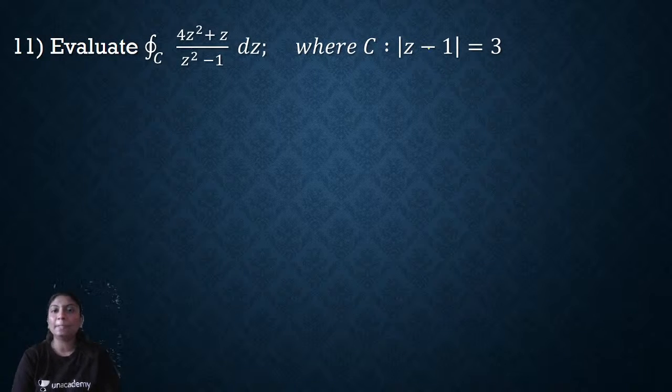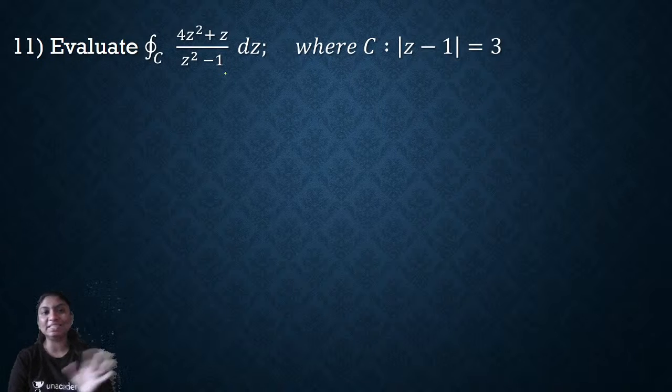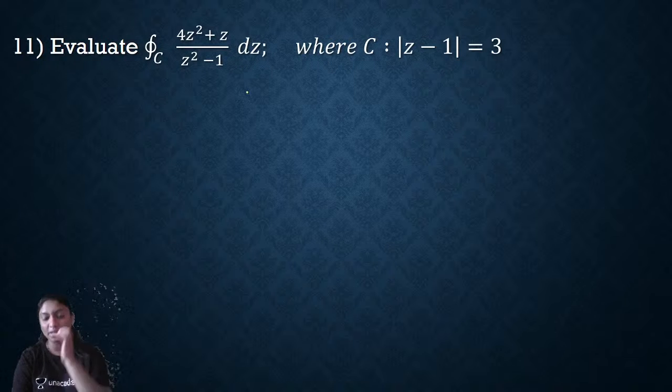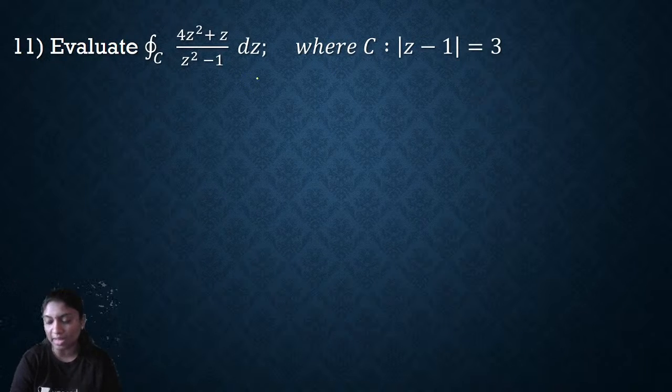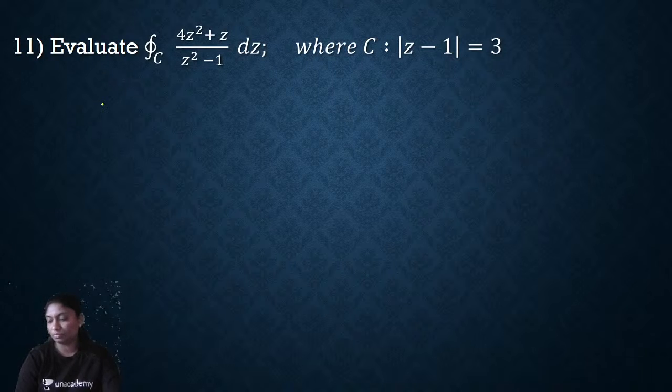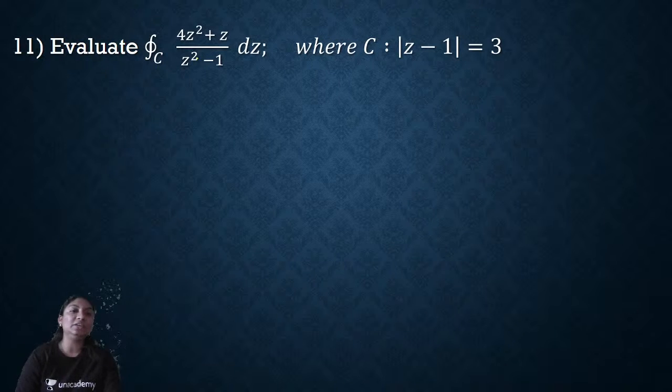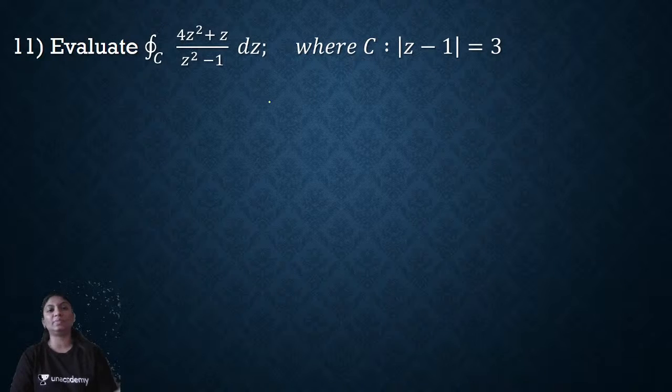First of all, check whether the given points lie inside the curve C or not. So what are the points of singularity here? z squared minus 1 is equal to 0. So z is equal to plus or minus 1, both are there. Minus 1 squared is also 1, plus 1 squared is also 1.